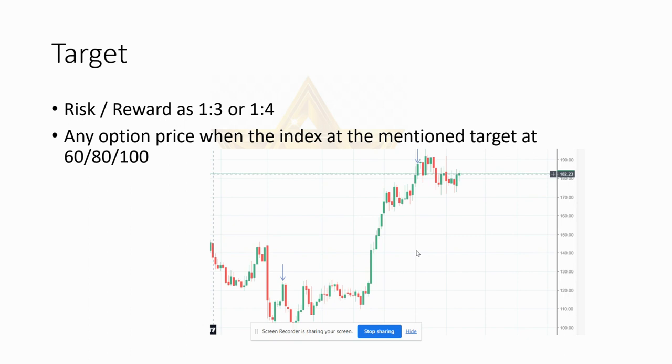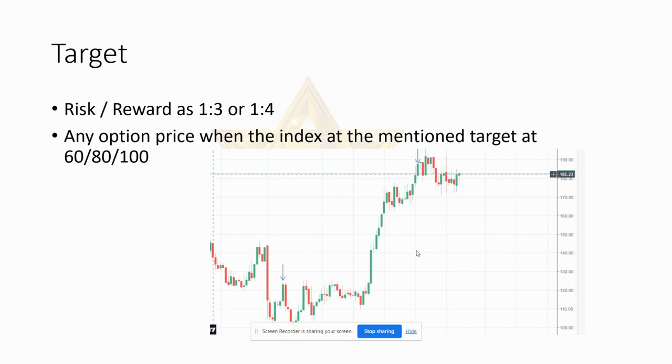Usually when I say 1 is to 3, it means 25 points risk to 75 points reward, or 25 to 100. Meaning when I say in my video that you can book at this support or resistance, that target would be approximately 60, 80 or 100 points of index prices that you'll be booking.